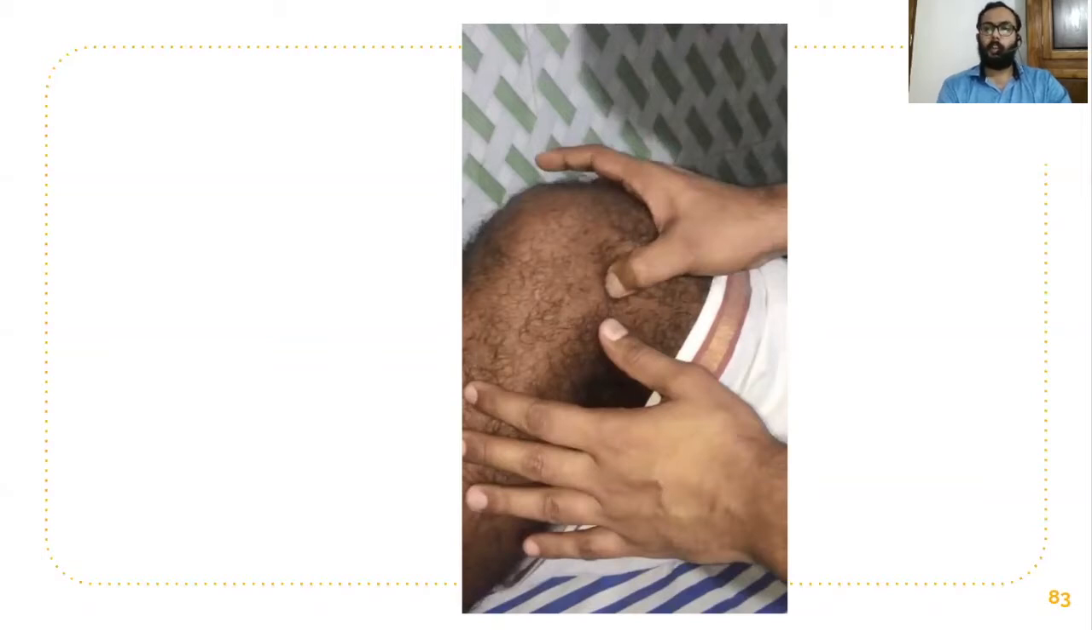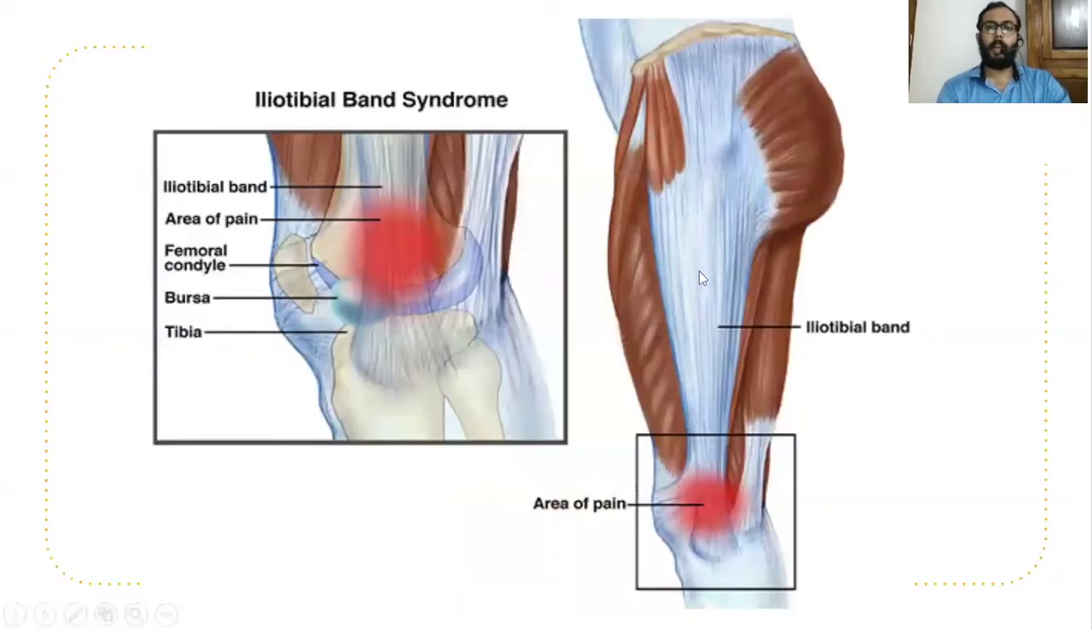The patient who has iliotibial band syndrome presents with pain 2 centimeter proximal to the lateral joint line in the lateral femoral condyle. The iliotibial band runs along the lateral thigh, in between tensor fasciae lata and gluteus maximus, and attaches on the lateral tibial condyle. But the point of friction on repeated flexion and extension of the knee joint is over the lateral femoral condyle, 2 centimeter proximal to the lateral joint line. This is the area of pain, but its attachment is on the tibia.